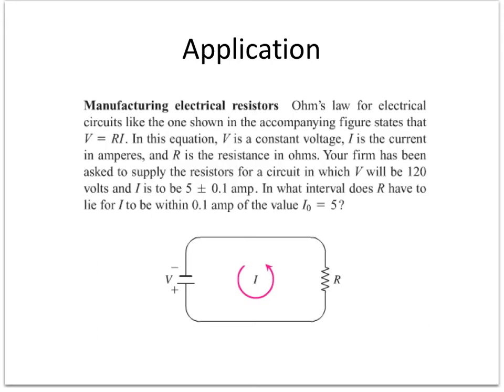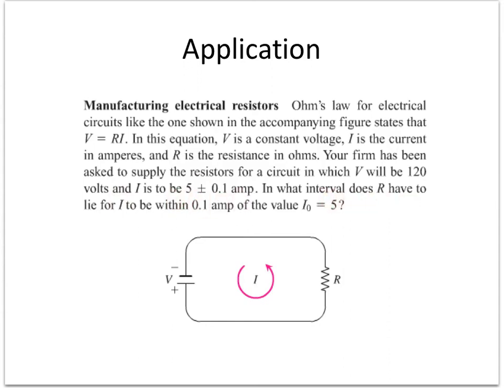It says Ohm's law for electrical circuits like the one shown below states that V, my voltage, equals R, my resistance in ohms, times my current I. Okay, so I have this equation here. Your firm has been asked to supply the resistors for a circuit in which this voltage will be 120 volts and I is to be 5 plus or minus 0.1 amp.